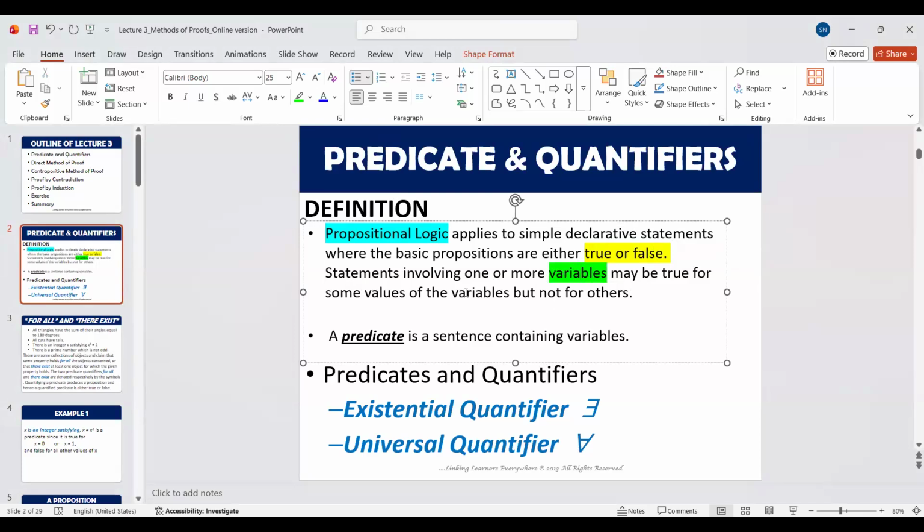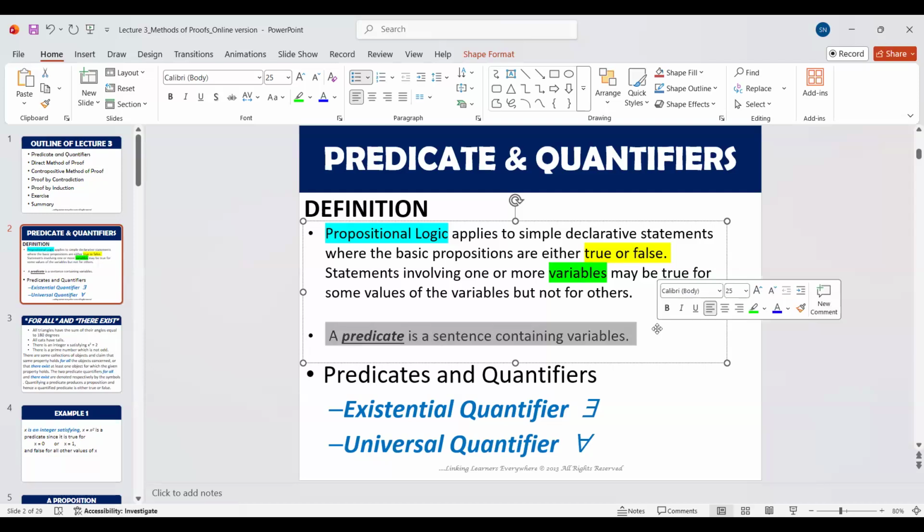So what we are going to do today is introduce a type of statement that involves variables. And that gives us our first definition. A predicate statement is any statement that contains a variable. So when you are given a statement and you are able to identify the variable in there, then it suffices to say that that statement is a predicate statement.